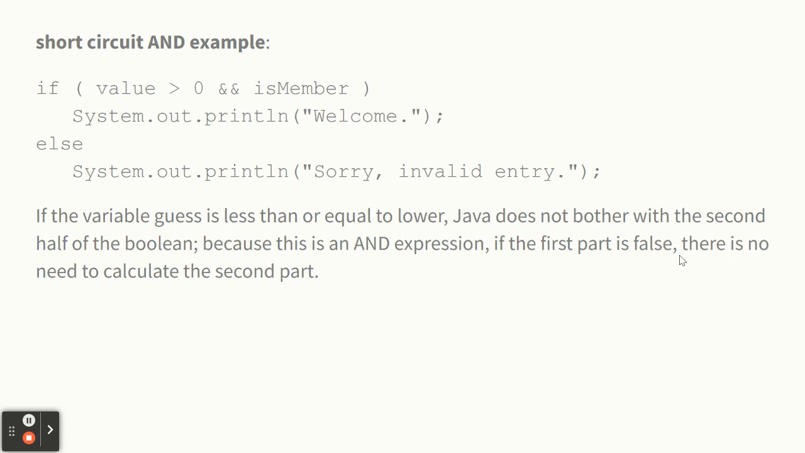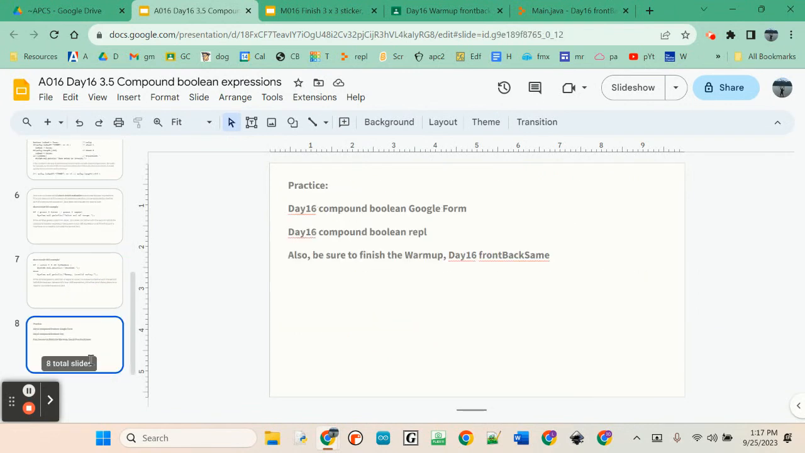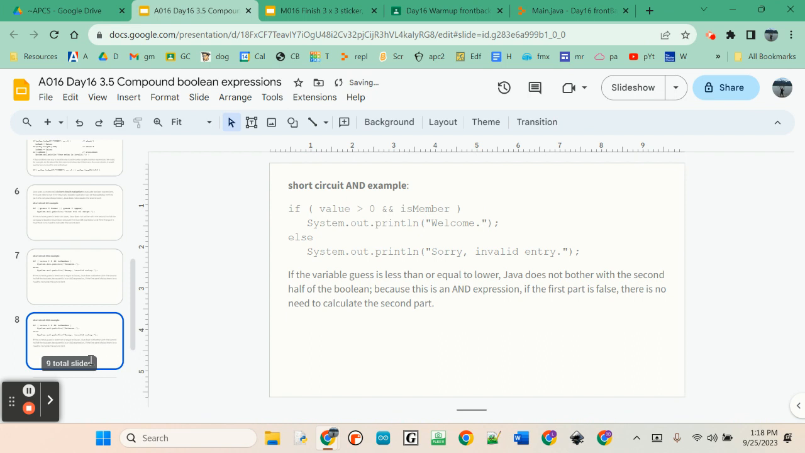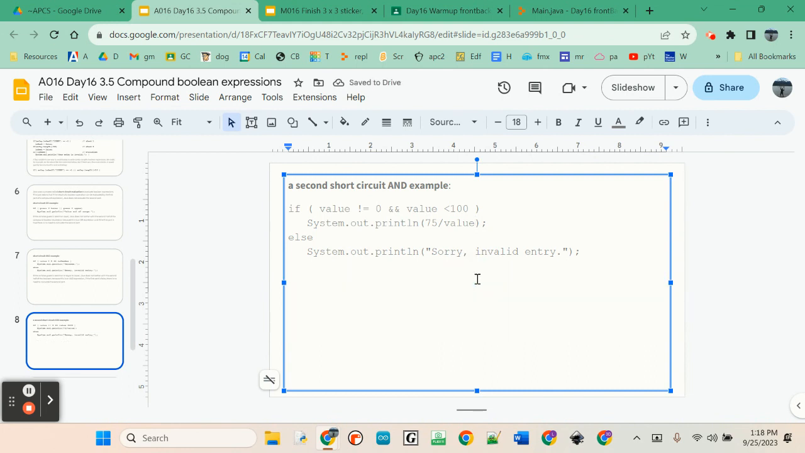So Java, before we do an example, I want to show you a concrete example that is pretty nifty. A second short circuit and example. So if value not equal 0 and value less than 100, print 75 divided by value. So let's look at this.